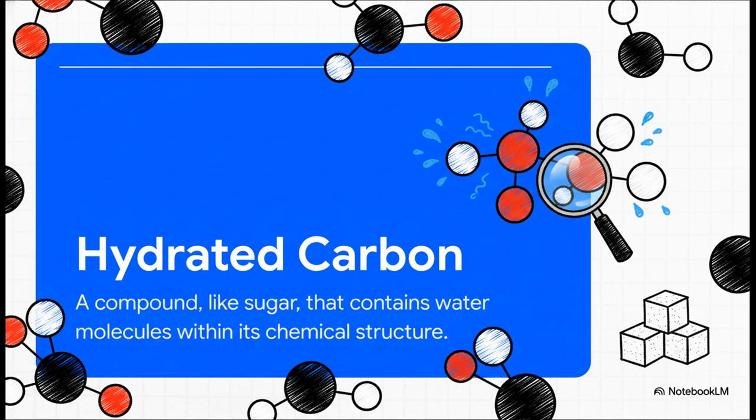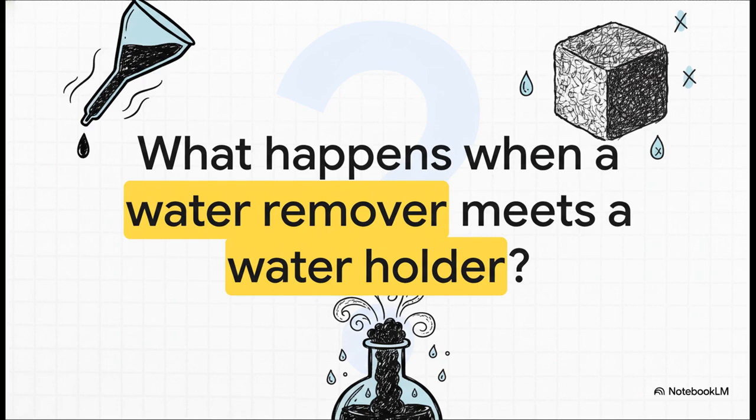And that's exactly why chemists call sugar a hydrated carbon. It's pretty much a structure of carbon atoms that has the building blocks of 11 water molecules chemically locked right onto it. So think of it as carbon that's holding onto a lot of water. So you can probably see where this is all going. We've got our super powerful dehydrating agent, and we've got our hydrated carbon. What do you think's going to happen when we introduce them to each other?